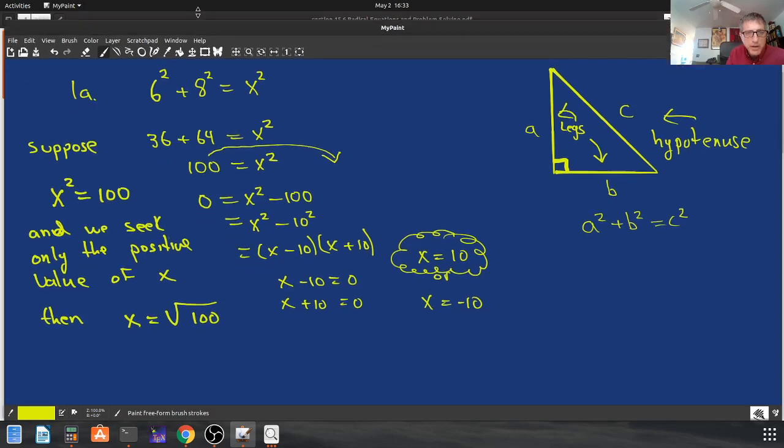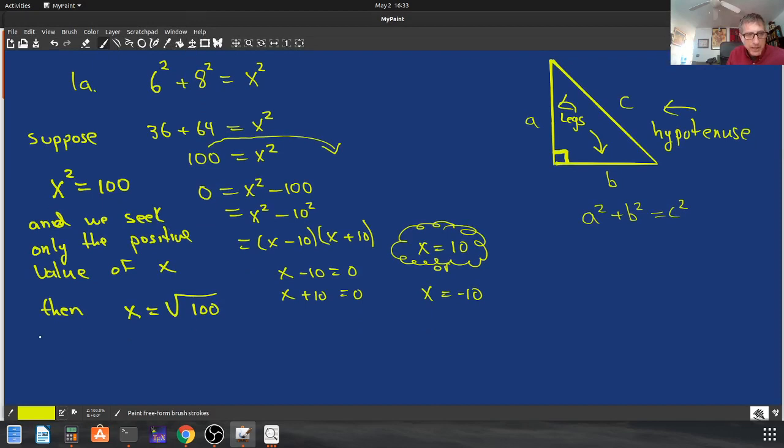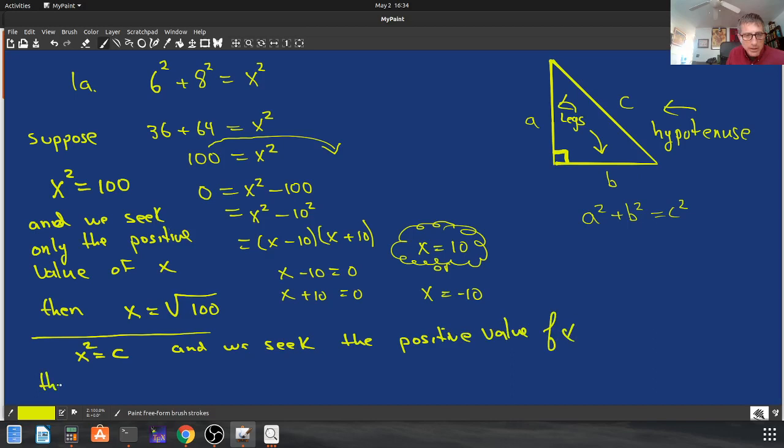So what I was trying to say is, suppose x squared is equal to c, and we seek the positive value of x. You notice how I just said you don't care what I write, and then I erased it, and now I'm writing it the correct way. Then x is equal to the square root of c. That's all we're doing right here.